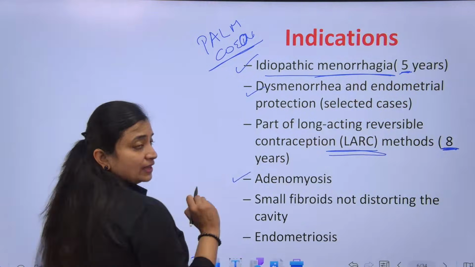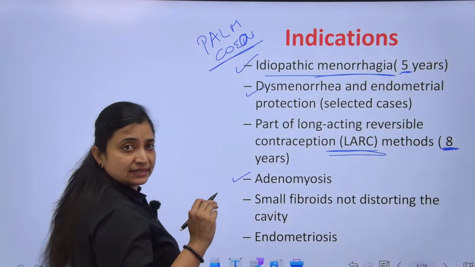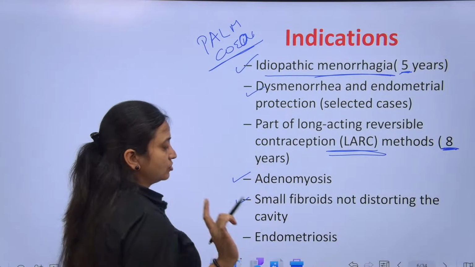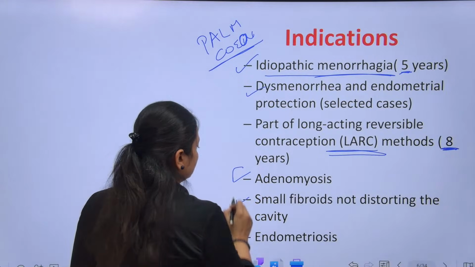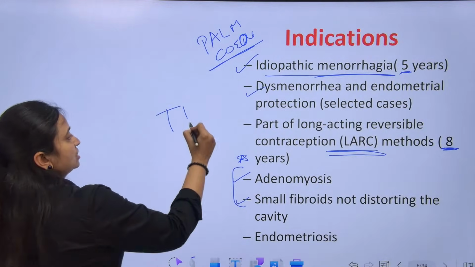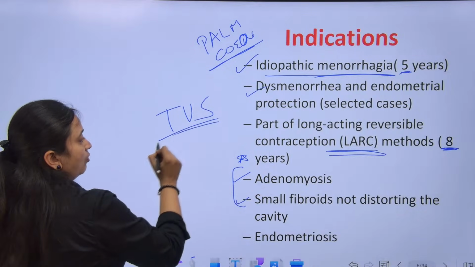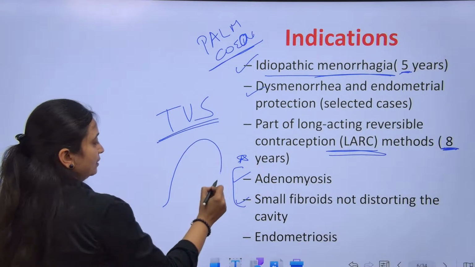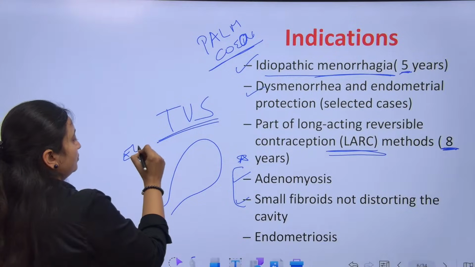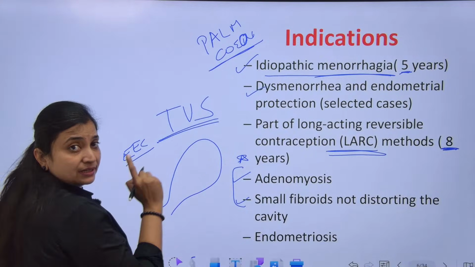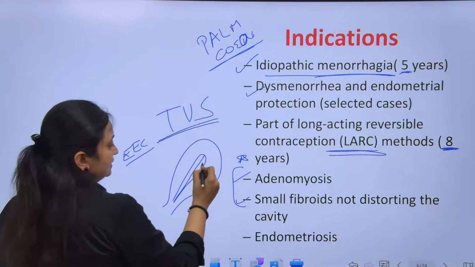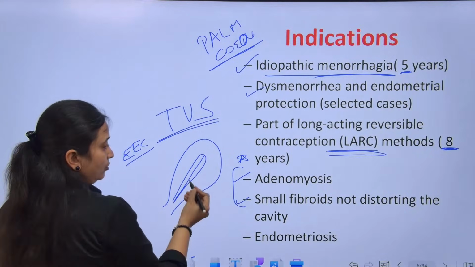Selected cases of adenomyosis where the size is less than 10 centimeter. Small fibroids which are not distorting the cavity. Why are these 2 points important? After doing a transvaginal ultrasound, remember I have told you in the AUB lectures, you have to see the endometrial echo complex. So you look at the endometrium and decide whether there is some polyp or not.